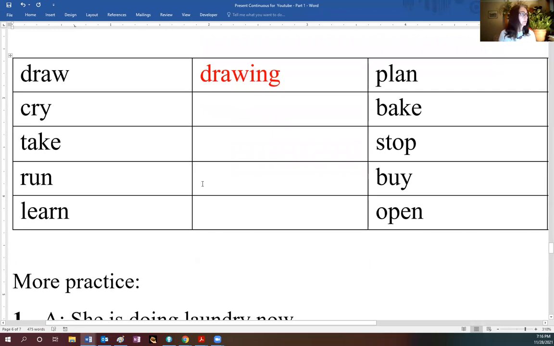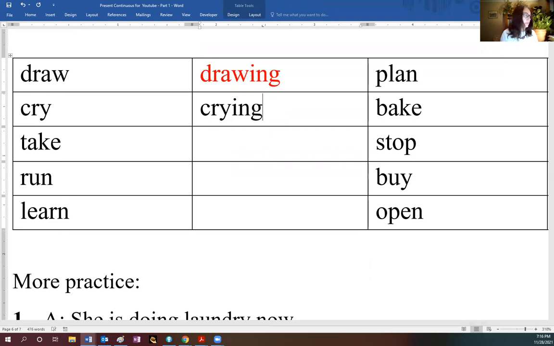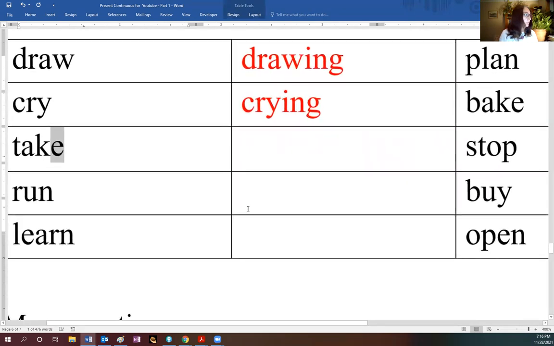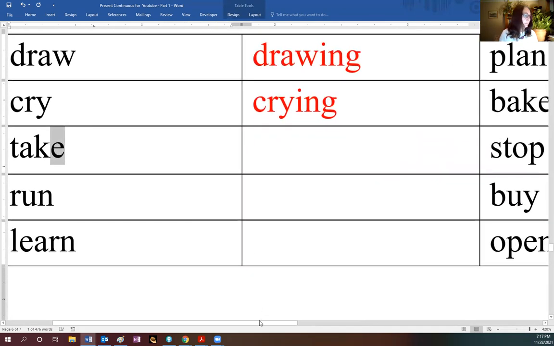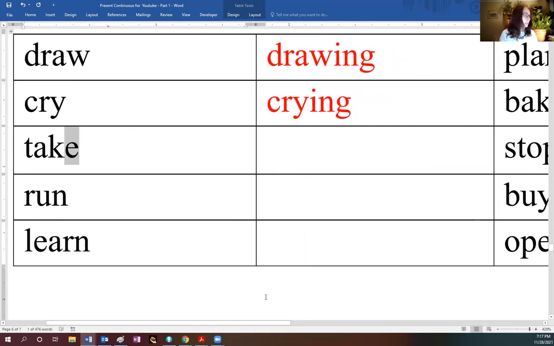Hopefully you copied it and you have the answers in your notebook. So let's see what comes out of it. So cry, crying, only ing. Okay. At the end of take here, you have an E. You see the E? So what do we do? Let me make it bigger for you. So we drop the E and we just add ing. So take, it will be taking, no more E.